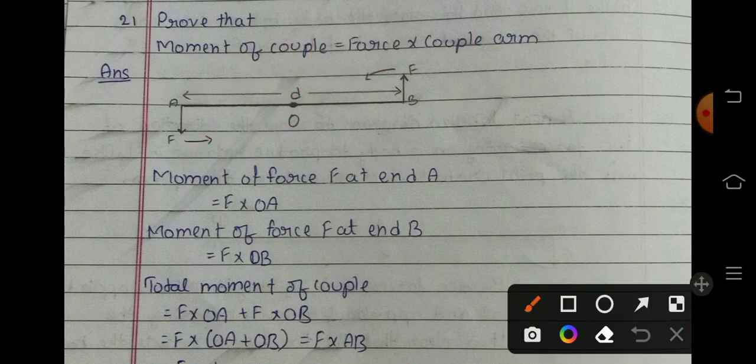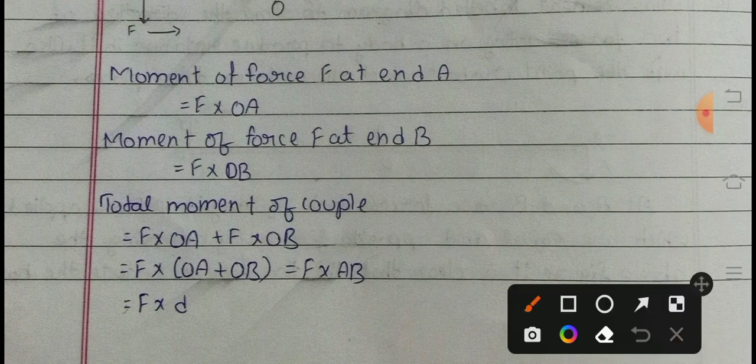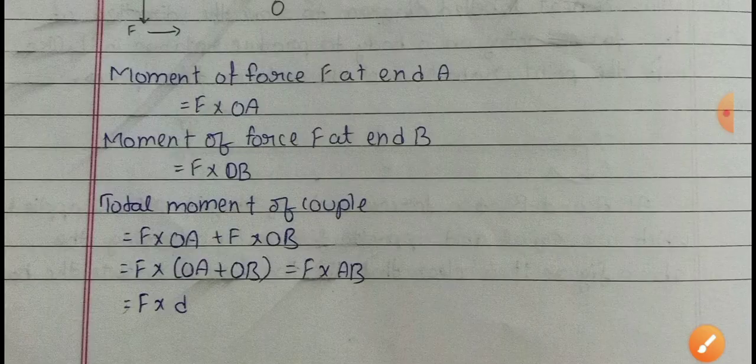Okay, and moment of force F at end A, that is F into OA. From here to here the distance, that is OA. Now next one is moment of force F at B, that is F into OB. Now for the total moment, we have to do addition here, that is F into OA plus F into OB. As we know that OA plus OB is D. So F into D is the total moment of couple.